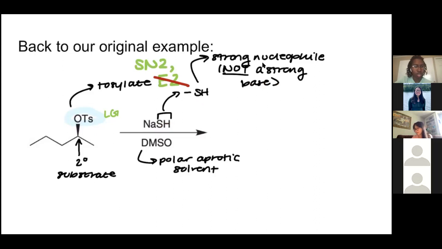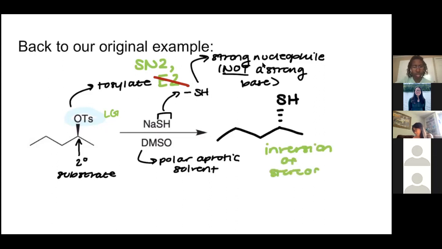Let me go ahead and show you the SN2 product. It's going to look something like this. Remember, this SH will replace our tosylate because that left. And when we do an SN2, we want to remember to have inversion of stereochemistry. Anyone have questions so far? Let me write that a little bit nicer.